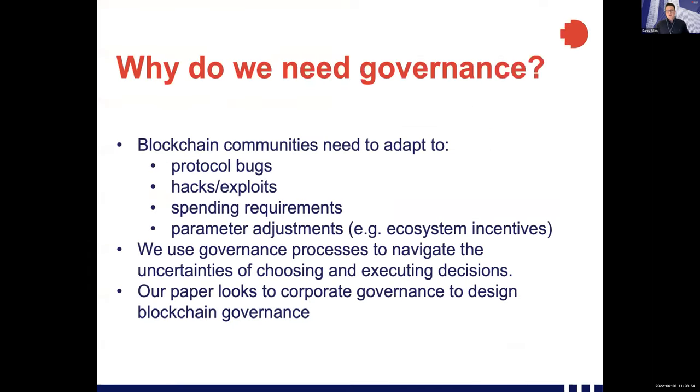So why do we even need blockchain governance? Well, blockchain governance is necessary because the world is uncertain. We launch blockchain networks, and then those networks must adapt to changing conditions. Maybe they discover some protocol bugs. Maybe there's a hack or an exploit. Maybe they need to spend some of their treasury in a different way that they didn't expect. Or maybe it's simply to adjust some parameters in the system, such as an interest rate or an ecosystem incentive. Blockchain governance is how we make decisions about what to do in these circumstances and how we execute them.